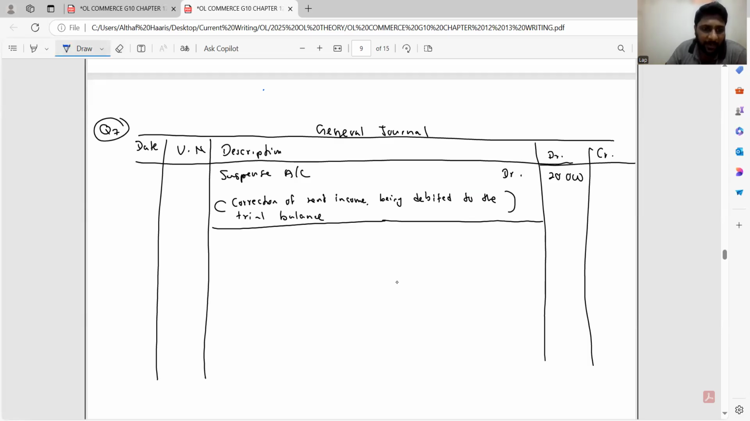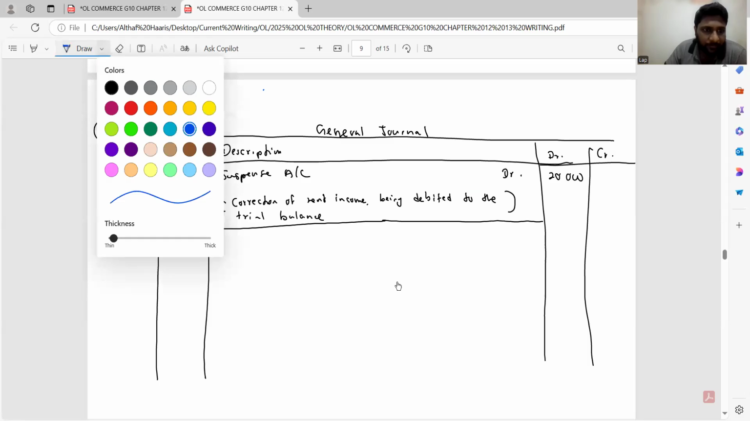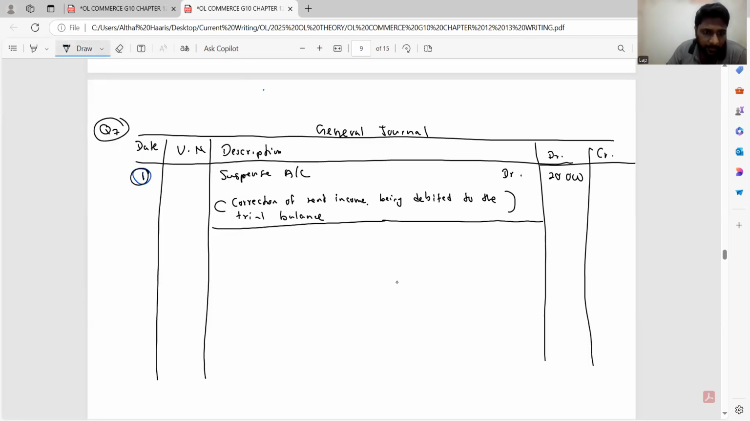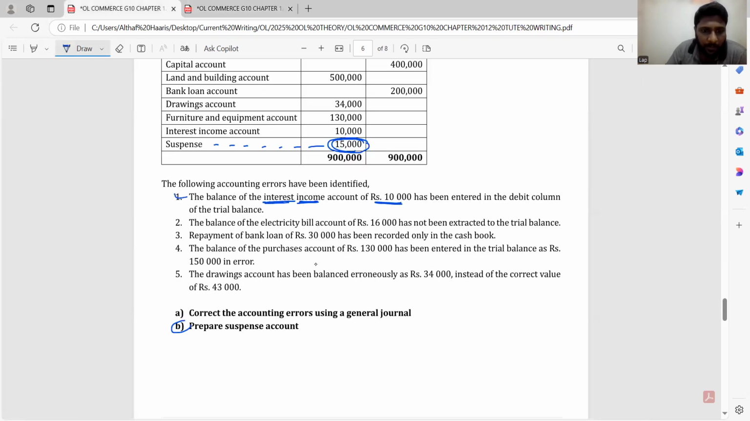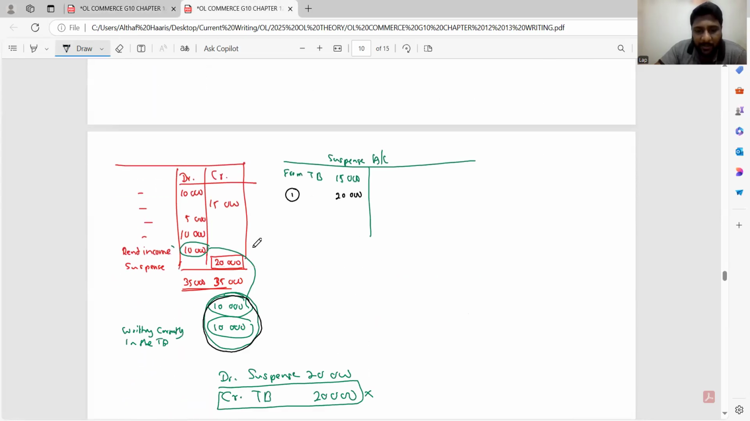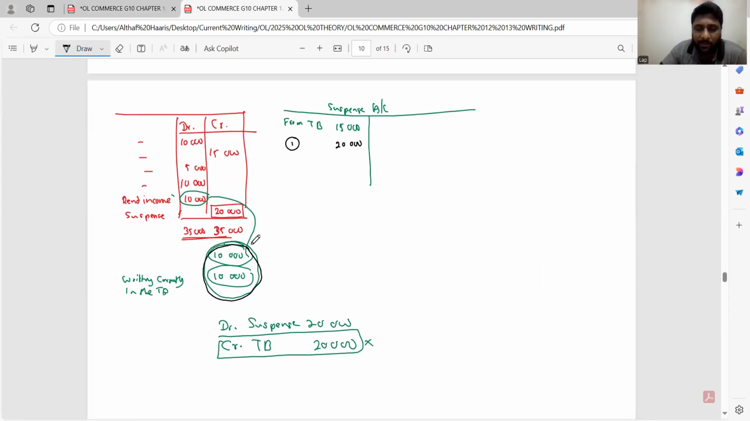Now let's move to the second one. The balance of the electricity bill account, 16,000, has not been taken to the trial balance. So if it has not been taken, it is an electricity bill expense, no? Then what should happen? Debit the trial balance. You have to add that line into the trial balance.